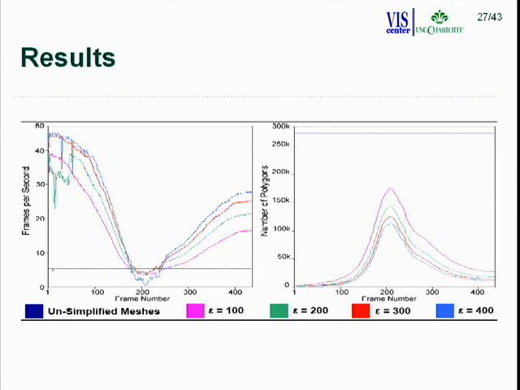And correspondingly, in terms of the number of polygons rendered, you see the line on the top, and that's the number of polygons in the static or unsimplified model. And you see that the two graphs are kind of inverse of each other, because the number of polygons is inversely related to the frame rate.